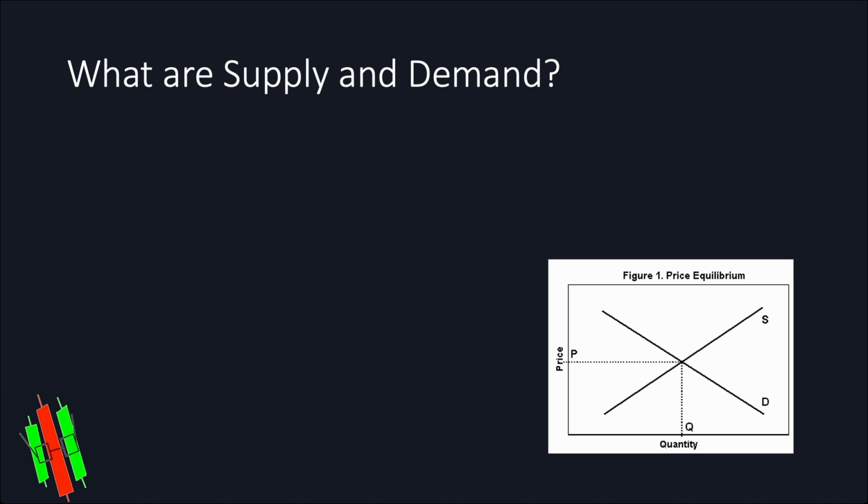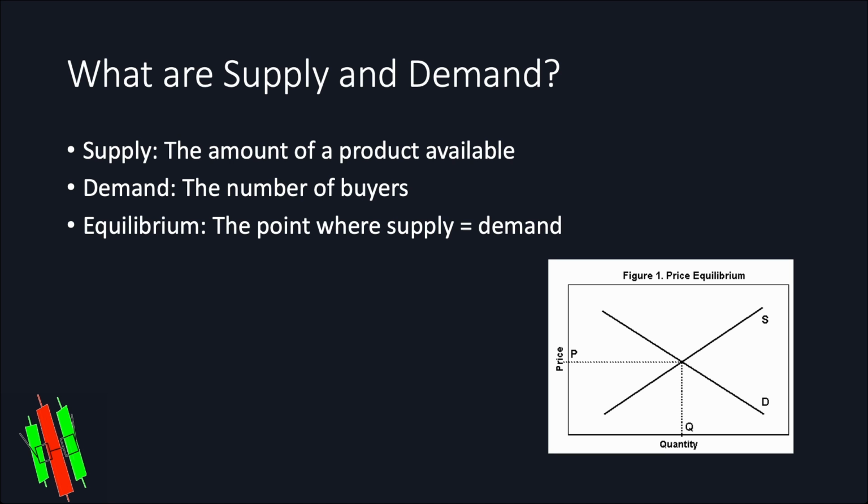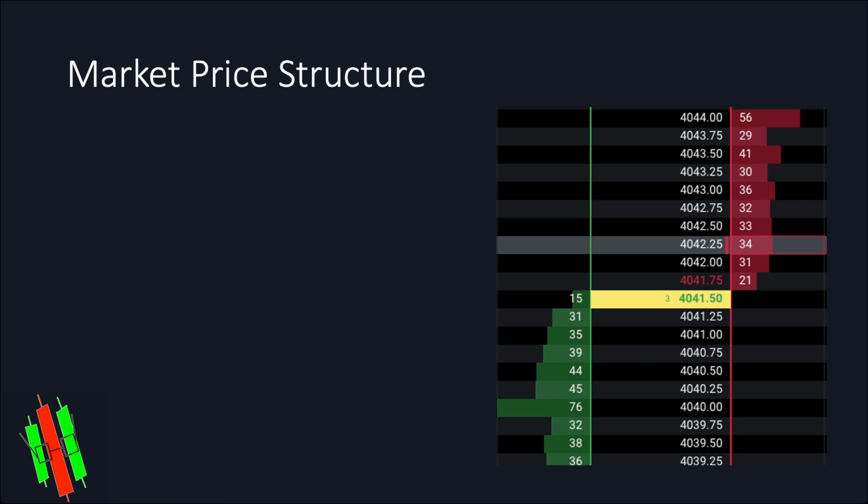So what are supply and demand? Supply is the amount of a product available and demand is the number of buyers for said product. And then an important concept that I'll be coming back to is the idea of equilibrium, which is a point where supply equals demand. So before we can talk about how supply and demand relate to the stock market, we must first understand how the price of a security is determined.